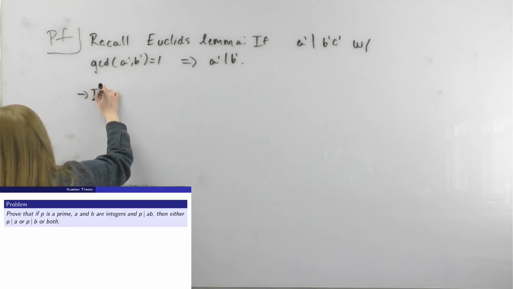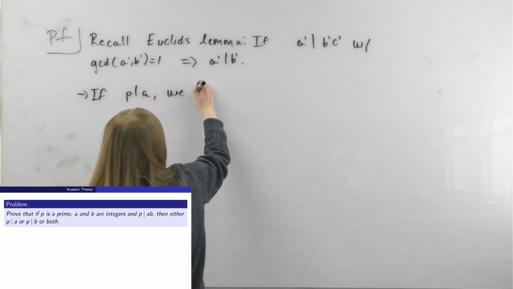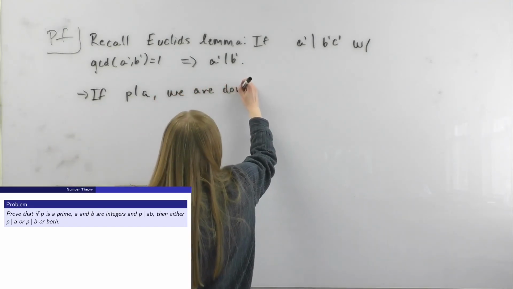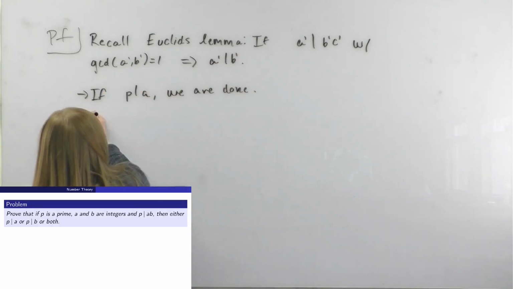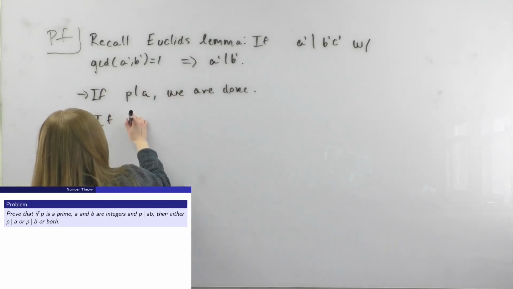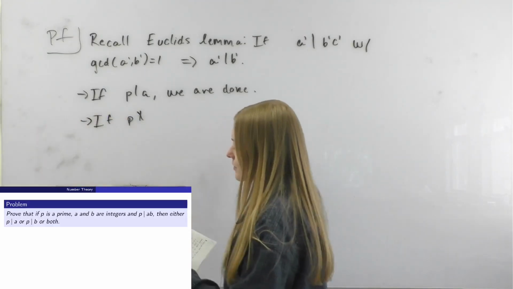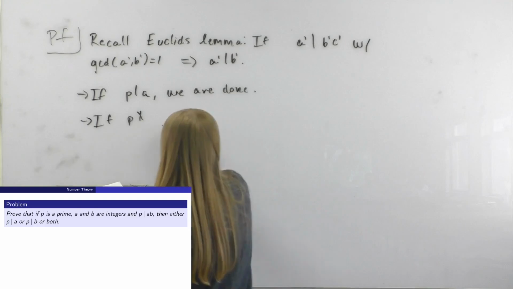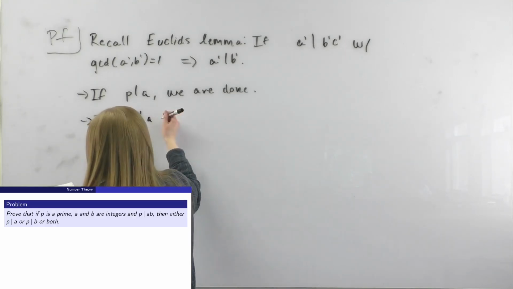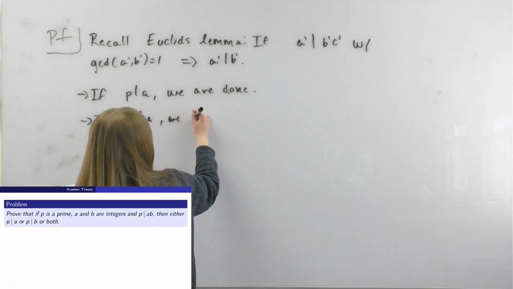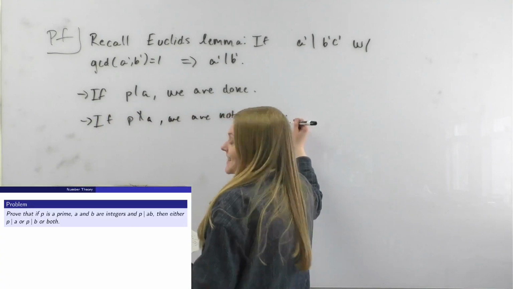Okay, so if p divides a, we are done. We've already done the theorem statement, so we're good. So we're really only concerned about if p does not divide a. Also, we're just assuming a or b here. So if p does not divide a, we are not done. Yeah, QED.